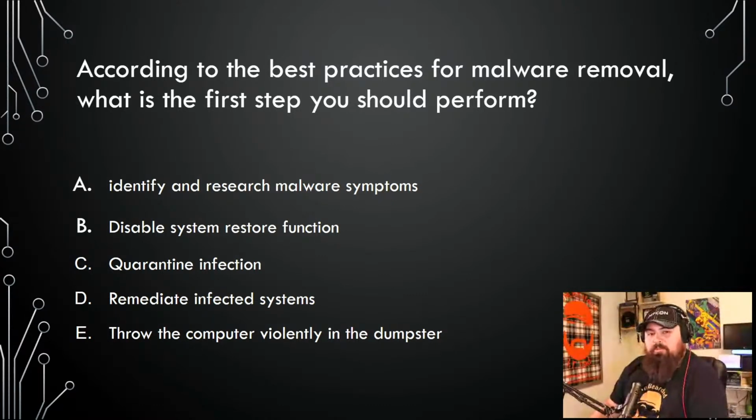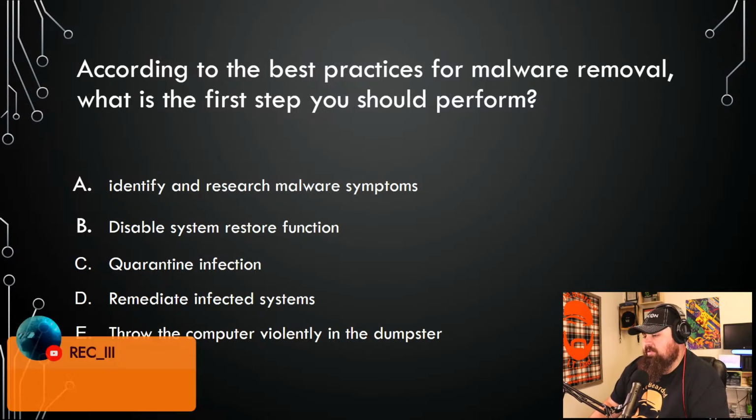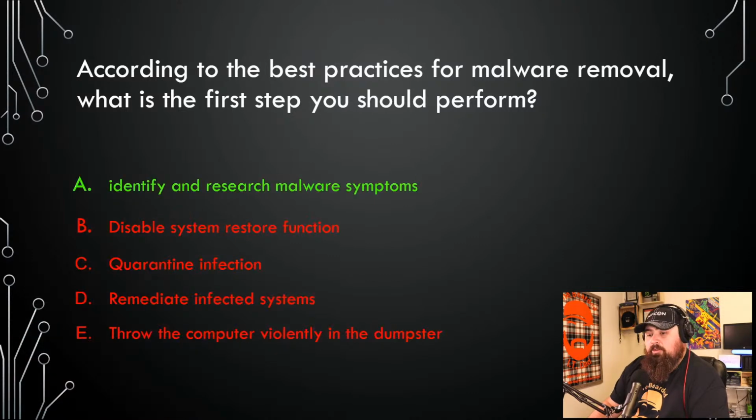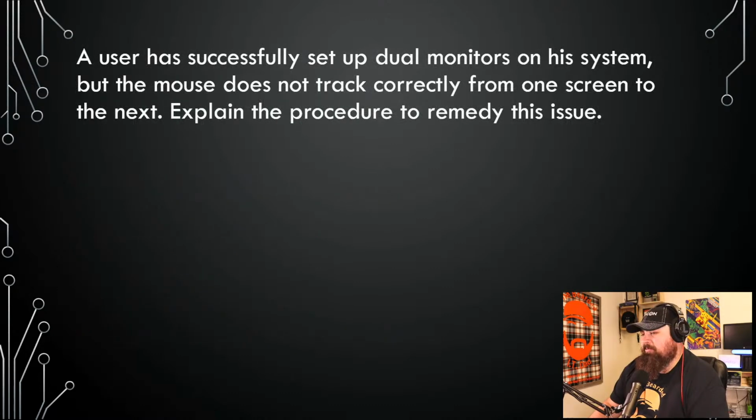This one I think is going to throw a few people. When I wrote this question, I had to go back through CompTIA's material to make sure I got it correctly. I'm seeing C, quarantine infection. A lot of people are saying C. We have a few A's here, though, as well. And the correct answer, indeed, would be A. Identify and research the malware symptoms would be the very first step, according to CompTIA's best practices for malware removal. All right, good job, everyone.